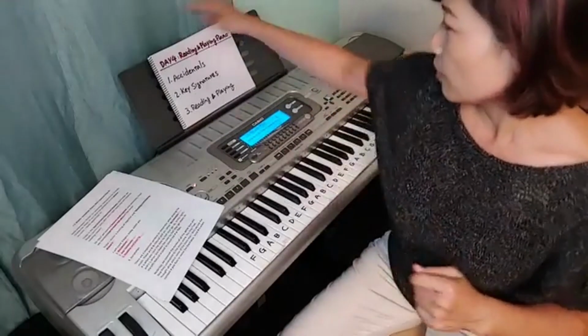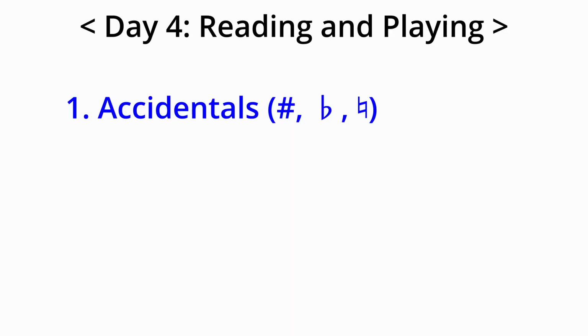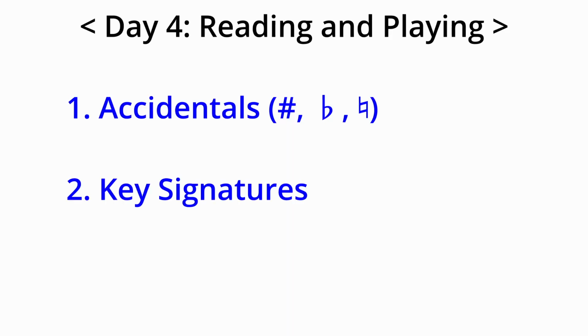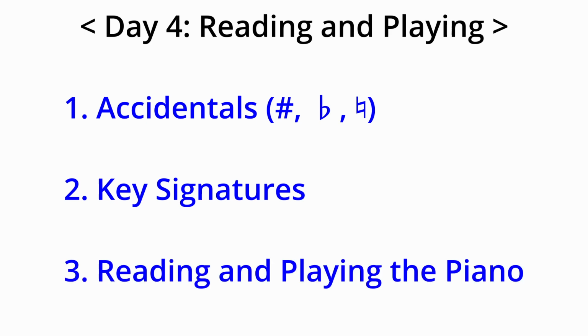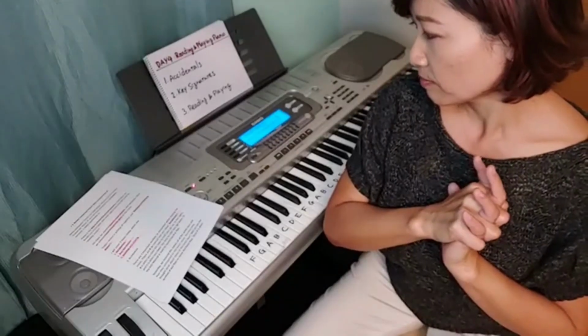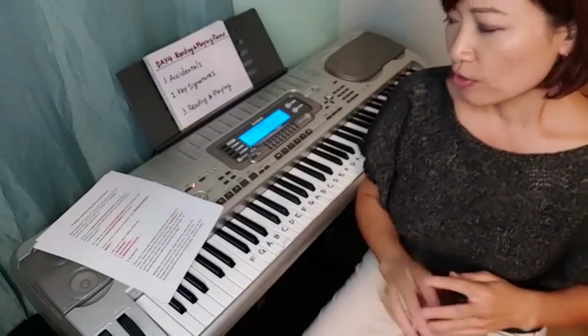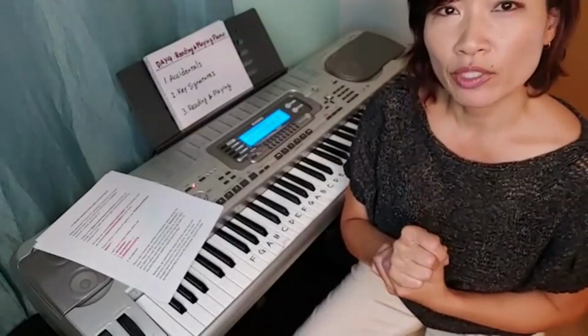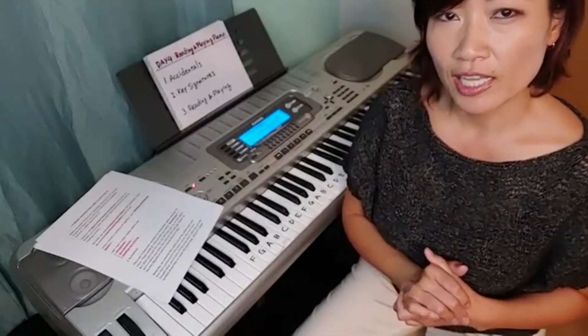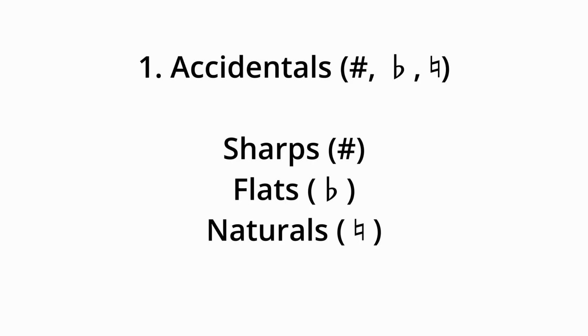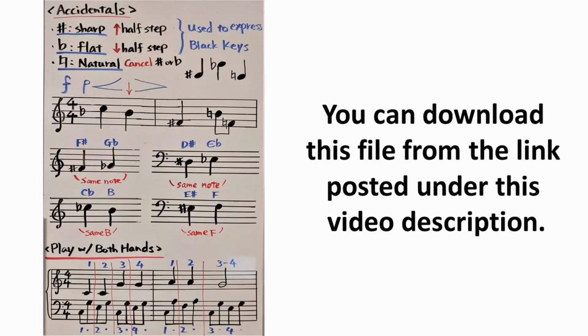Hi you guys, this is Tomo. Today I'm going to cover three things: accidentals, key signatures, and finally reading and playing piano. First, let's talk about accidentals. There are three important symbols to remember when you're playing music, and those are sharps, flats, and naturals. So I'm going to go over the accidentals for today.